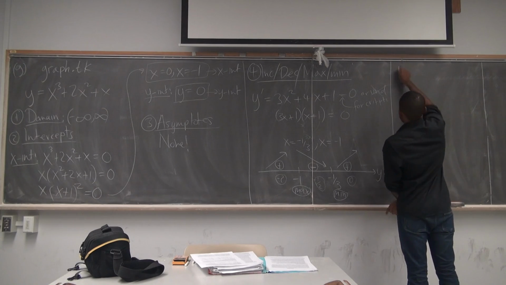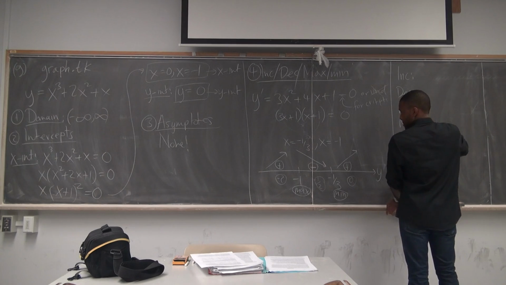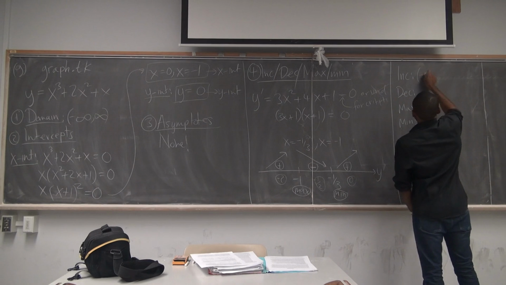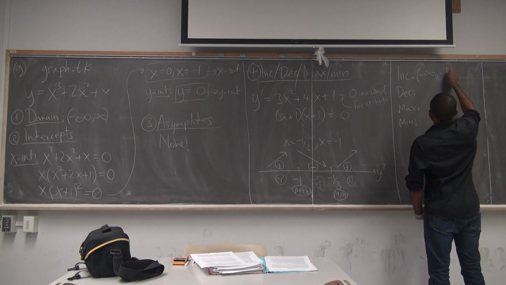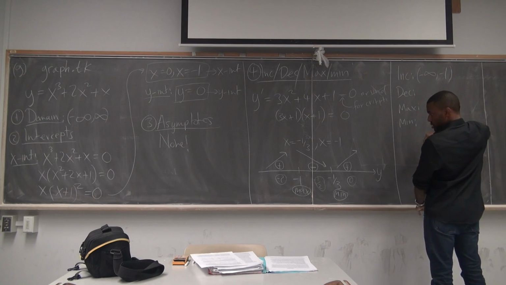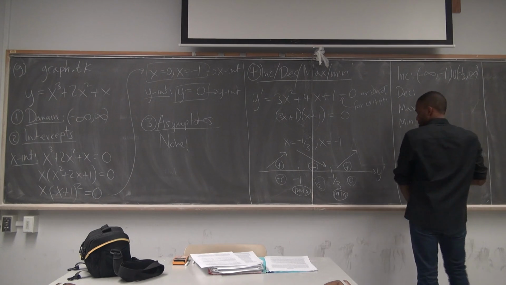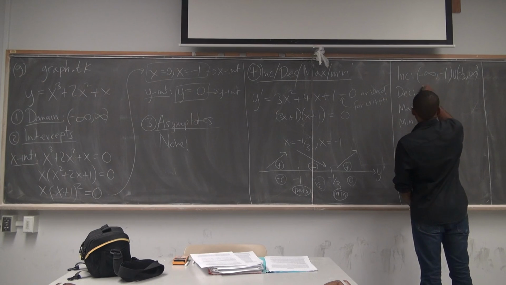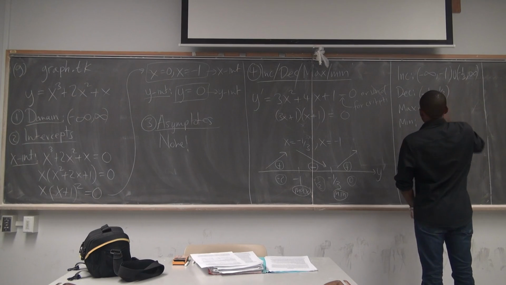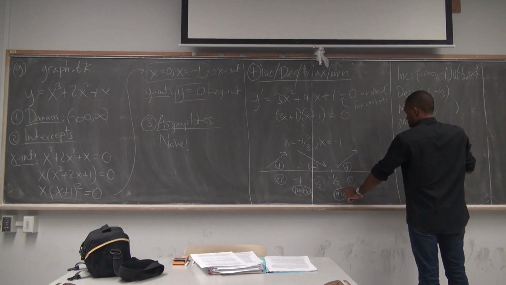So now conclusions from step 4. Where am I increasing? Where am I decreasing? Where am I a maximum? Where am I a minimum? Increasing from negative infinity to minus 1, and then from minus 1/3 to infinity, and decreasing in between from minus 1 to minus 1/3. Maximum occurs at minus 1 comma something. Minimum will occur at minus 1/3 comma something.